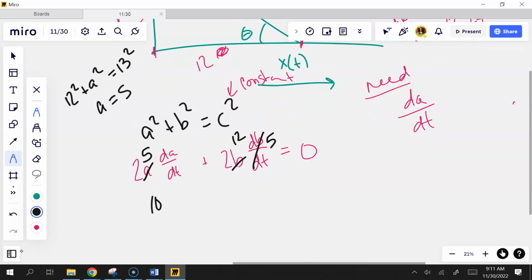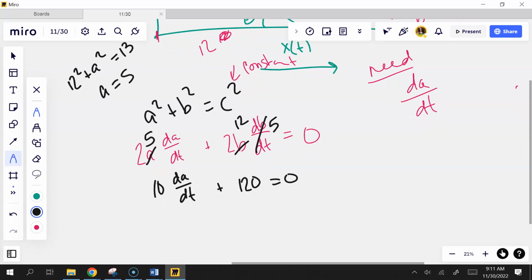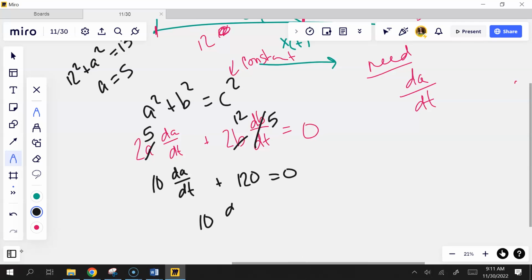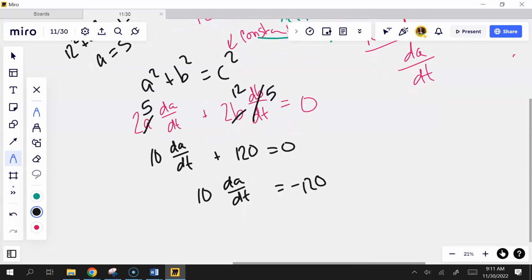I have 10 dA/dt plus 120. Does that make sense? So now I have 10 dA/dt equals negative 120. So what is dA/dt? Does it make sense that it's negative? Why? Because the ladder is sliding down. That's exactly right.